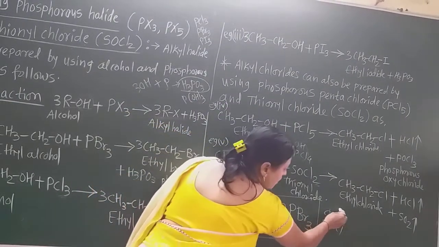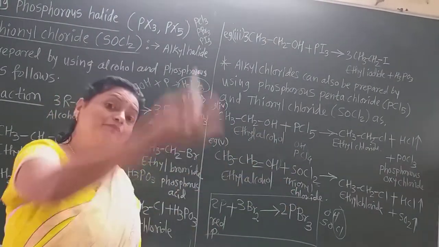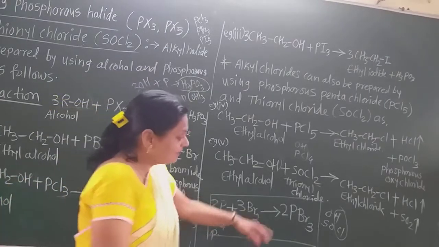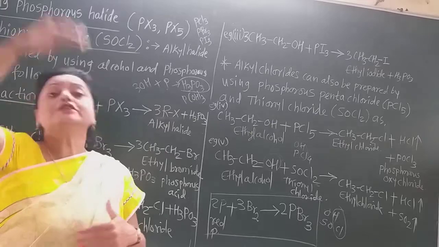Now this forms HCl as the byproduct. It is also in gaseous form. It goes into the atmosphere. And again there is the SO2 gas, that is the sulfur dioxide gas. It also goes into the atmosphere.